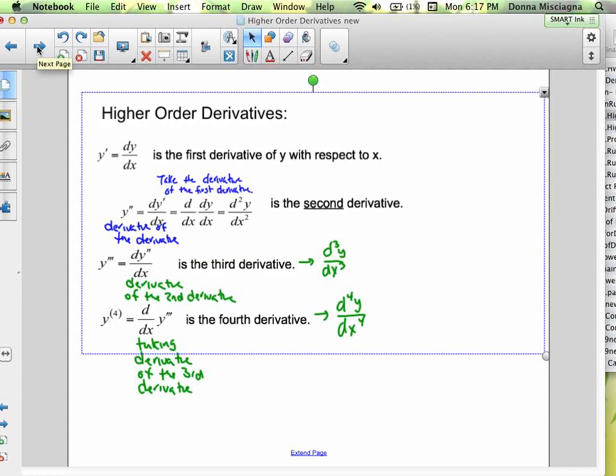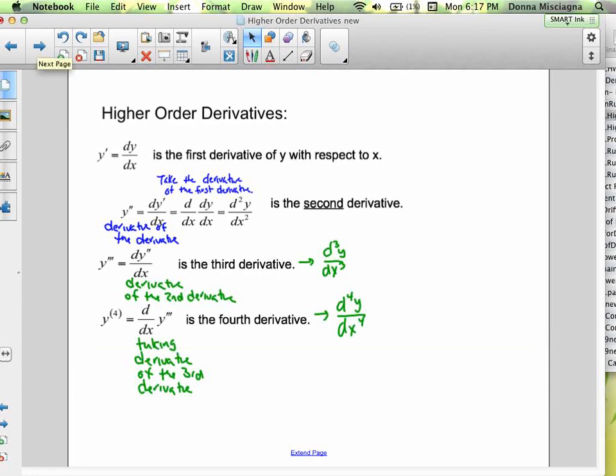So higher order derivatives. So y prime, or dy dx, is the first derivative of y with respect to x. It is important that you understand terminology, so make sure this makes sense to you. So y double prime, it starts to get a little busy there. So this is the derivative of the derivative. We are taking the derivative of the derivative.